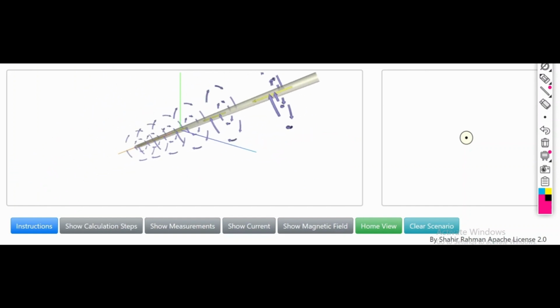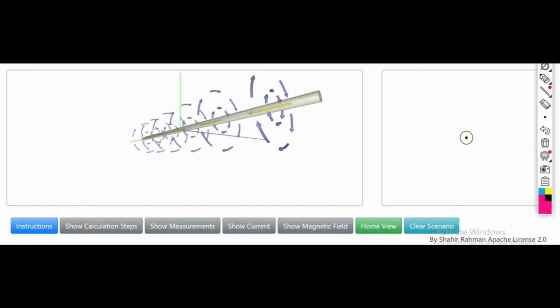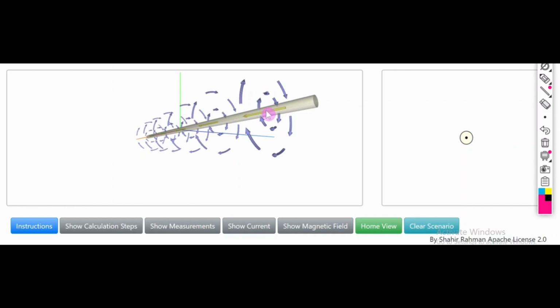Okay, and here inside this conductor the current is flowing. So this is the direction of the conventional current, and if you put the thumb of your right hand in this direction, your curled fingers will be in this direction around this conductor. So around this conductor, it will give you the magnetic field in the form of circles.